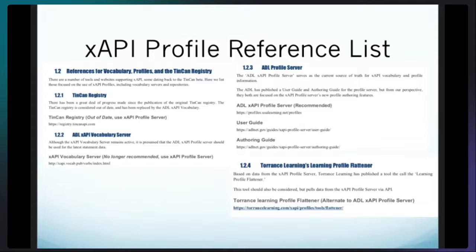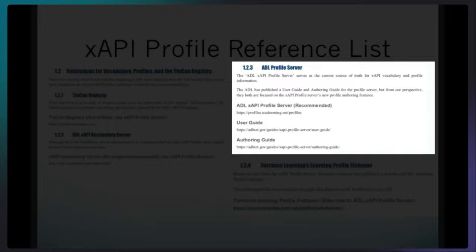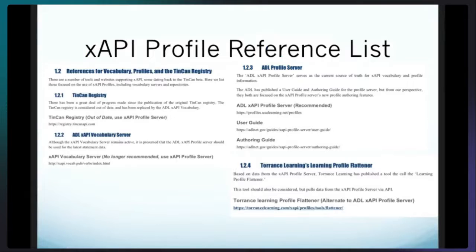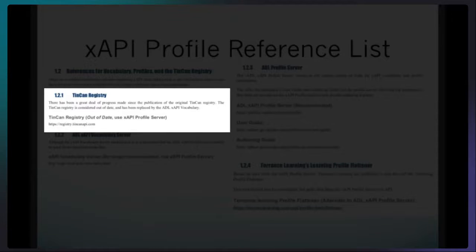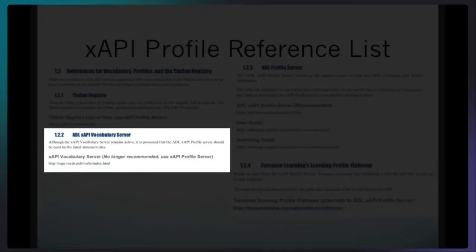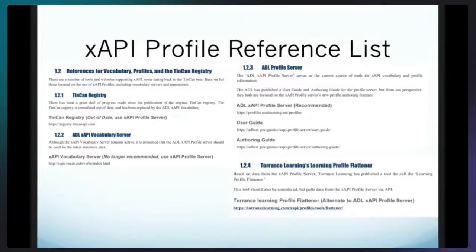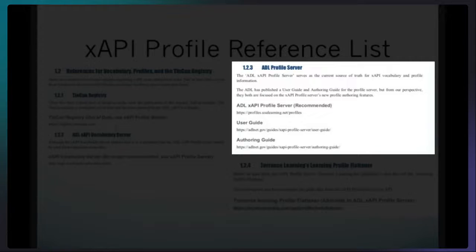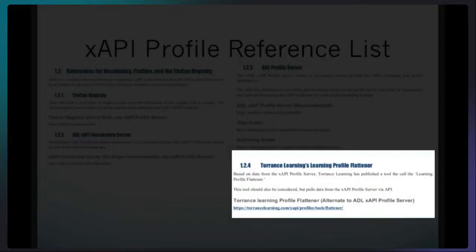Key to this is that the current view from the ADL is that the ADL's xAPI profile server is the current source of truth for xAPI vocabulary. This indicates that both Tin Can, shown as 1.2.1, and the ADL's vocabulary server, which is 1.2.2, are out of date. The idea being that 1.2.3, the ADL profile server, has the most up-to-date information and should be your first point of reference. Also of note, though, is the Torrance Learning Profile Flattener, which provides another view and supports additional elaboration of profiles. And this is currently featured in the CMI5 and video profiles on the Torrance Learning Profile Flattener.